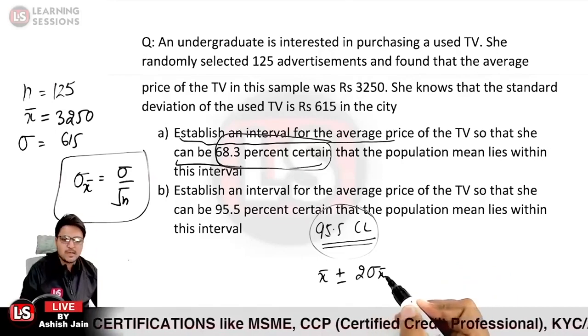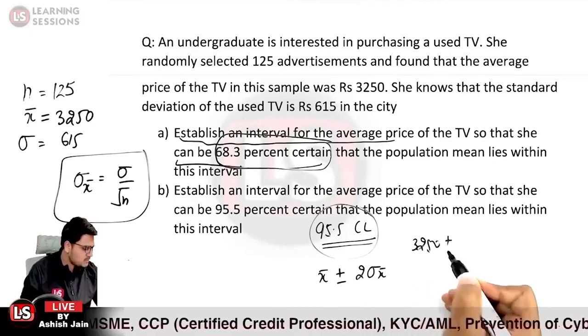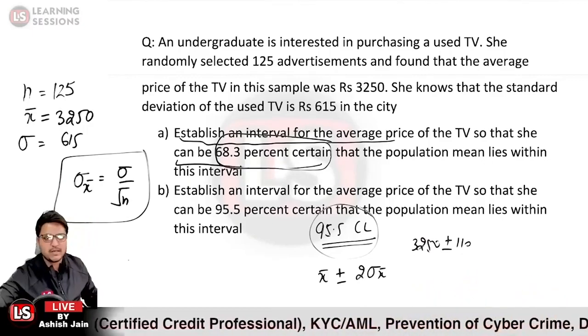What is the value of sigma X bar? It is equal to 55. So it will be equal to what? It will be 3250 plus minus 110, and that would be related to it.